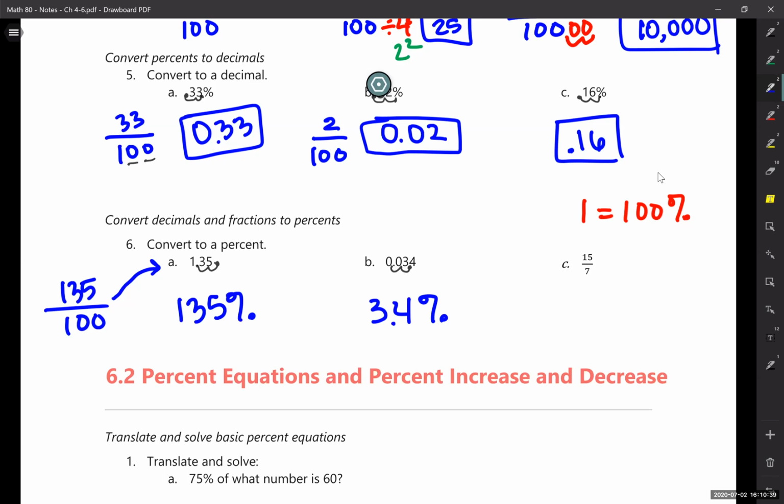And let me tell you, dividing by 7s by hand is a pain. And it doesn't say what decimal to round to, so we're just going to go maybe to the 10ths place. And so I'm going to divide 15 over 7 in my calculator. And I could tell that it is greater than 100% because 15 sevenths is the same as 2 and 1/7. So this answer is going to be even bigger than 200%.